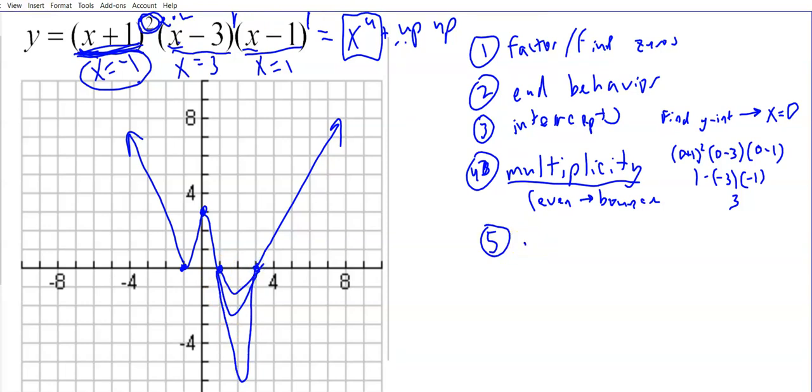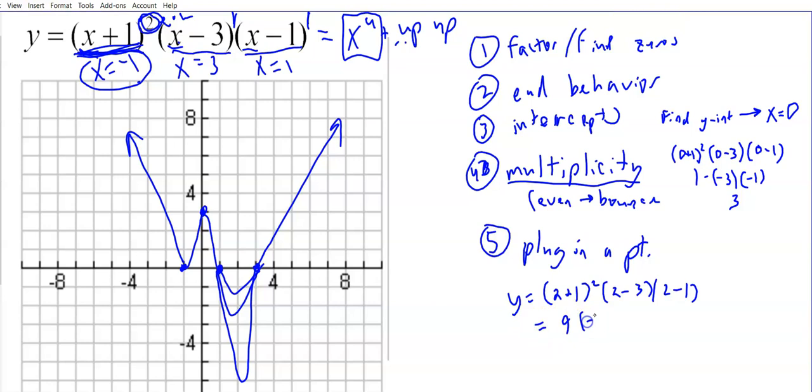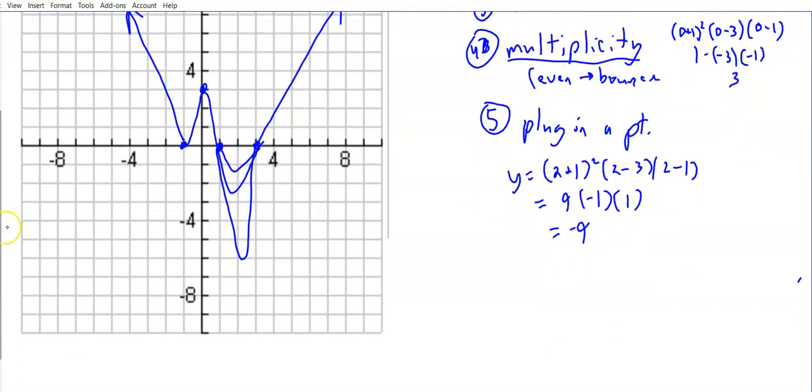I really don't know. So you might have to plug in a point or two. I don't want you plugging in a lot of points, trying to save you from that, but I'd pick a point between 1 and 3, so maybe 2 in this case. So if I plugged in 2, it would be y equals (2 plus 1) squared times (2 minus 3) times (2 minus 1), which is 3 squared, which is 9, times negative 1 times 1, which is negative 9. Wow, so it goes a lot further down than I thought.